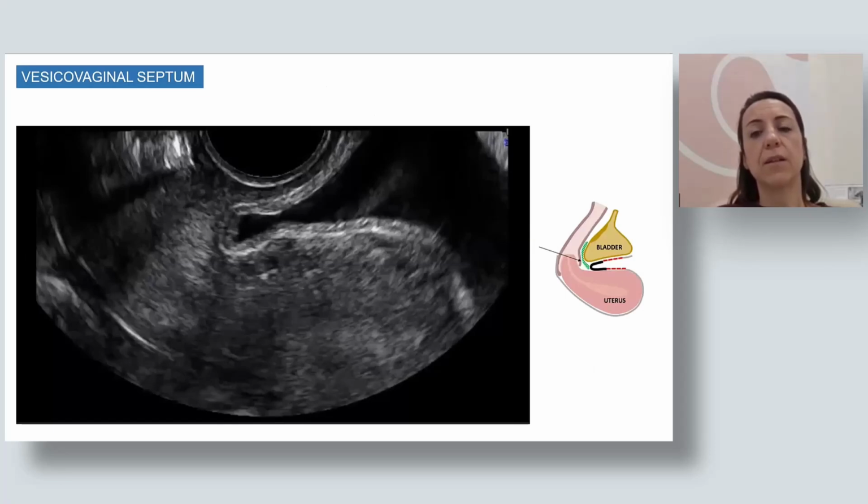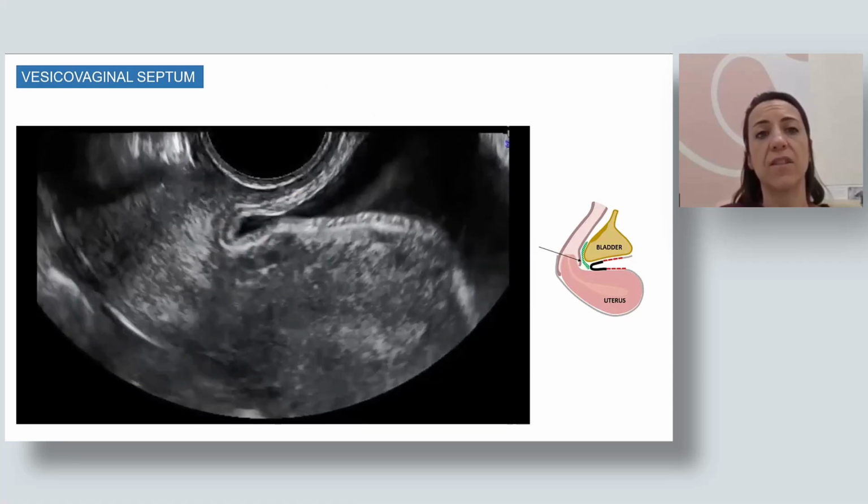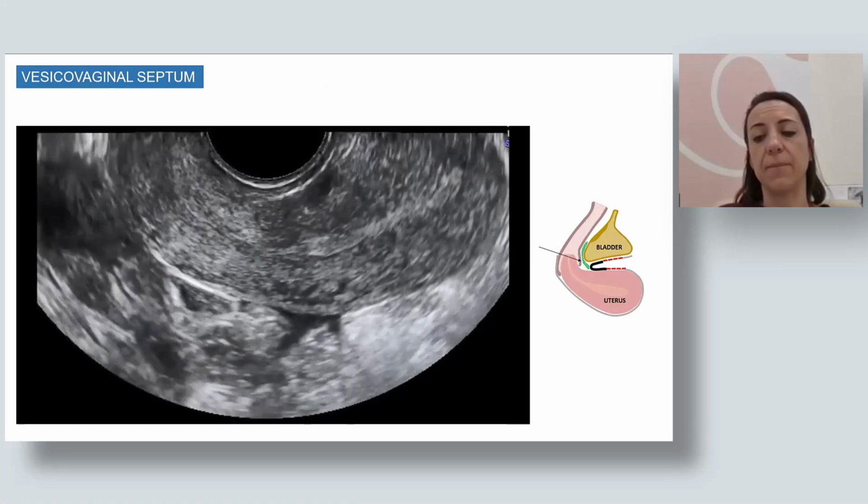Ventral parametria. In this video, we can observe how to assess the vesicovaginal septum. This is the bladder, uterus, and vaginal wall. Pushing the bladder against the vagina and uterus, we can assess the movements, we can assess the septum, which is free in this lady.